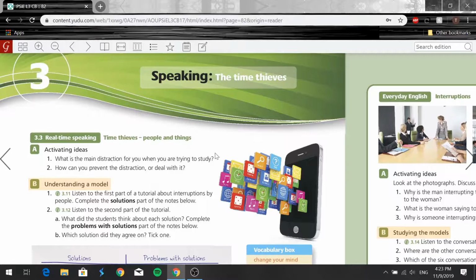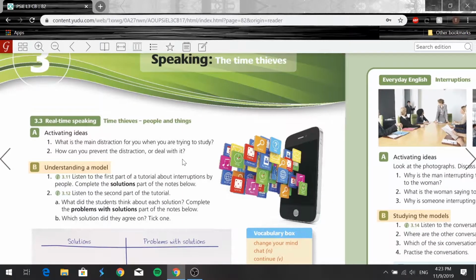We're going to start this lesson here with two not so simple questions. So, what is the main distraction for you when you're trying to study? I know when you think about it, it's really not that simple, right? Like you have your phone, you have your computer, you have people talking to you. So what do you think the main distraction is? This will be up to you, but for me, it's definitely my phone. Your phone is such a big distraction, especially when you're trying to study or even get work done. Okay?